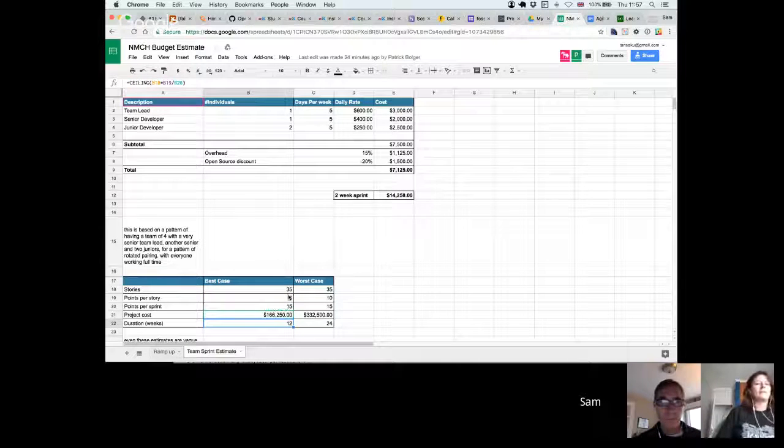And that basically says, if this estimate of the approximate points per story was accurate, then the whole thing could be done in 12 weeks, at this cost. Okay. But we also have a different version here which says, well, worst case, all of these things turn out to be more, let's say it actually ends up being like 10 points per story. We can see it costs twice as much and it takes twice as long.